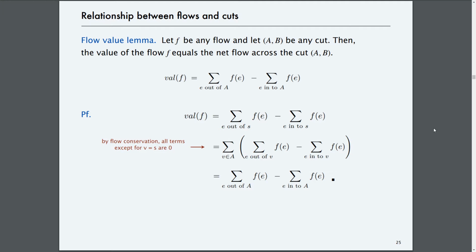The proof of this just depends on the flow conservation. All the terms here are going to be 0 except for when v is equal to s. So we'll just get what goes out from s, which is going to be the value of the flow.